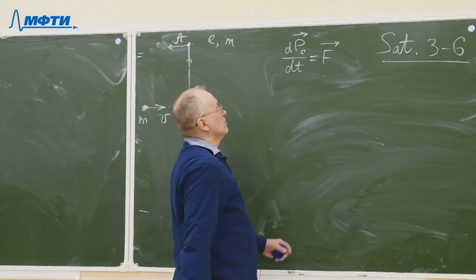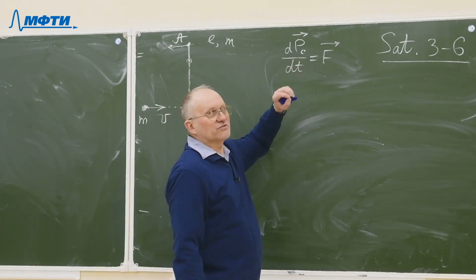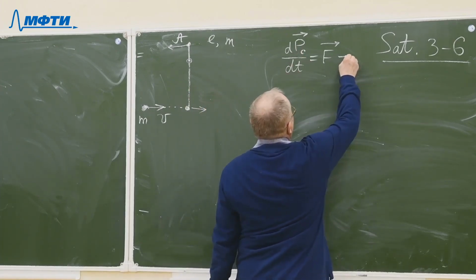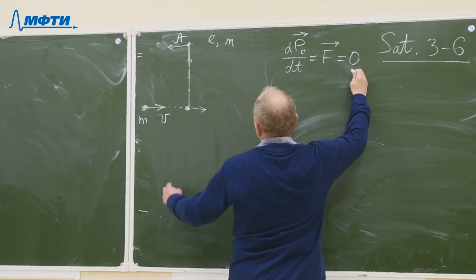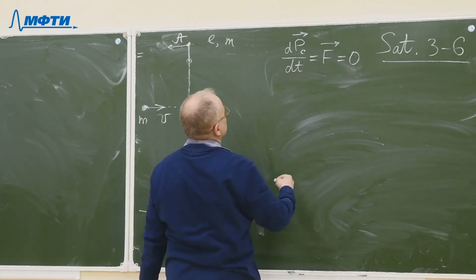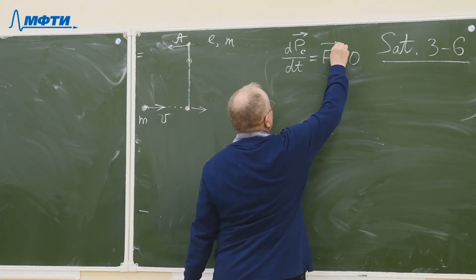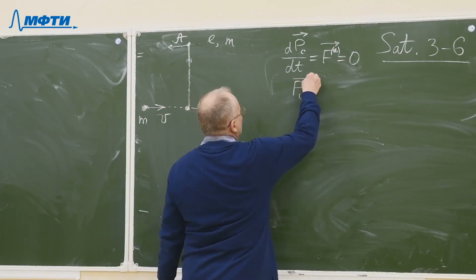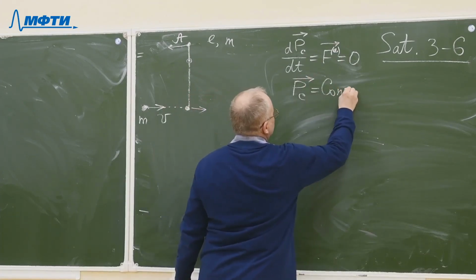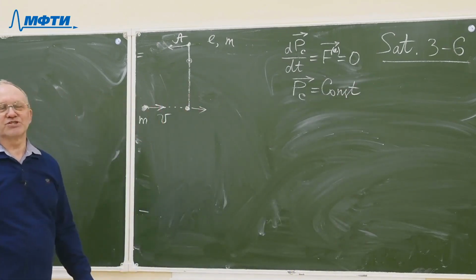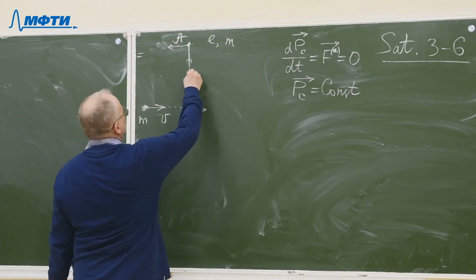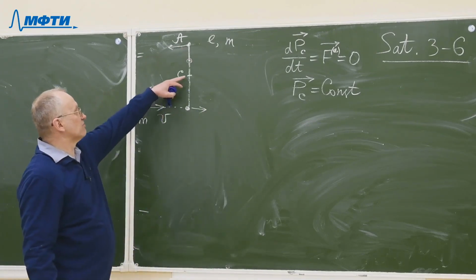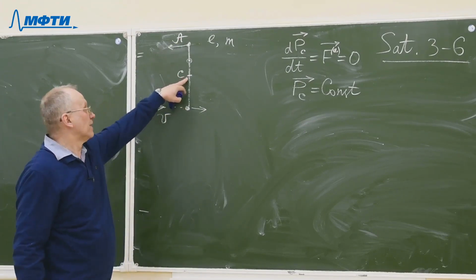The second Newton's law, we derived it for the center of mass, for the momentum of the center of mass. And from this law we obtain that if this is a closed system, then the total external force is zero, and therefore the momentum of the center of mass is constant. That's the first law of physics which can be applied here. Where is the center of mass of the rod? As the mass is uniformly distributed, the center of mass is at the center of this rod.